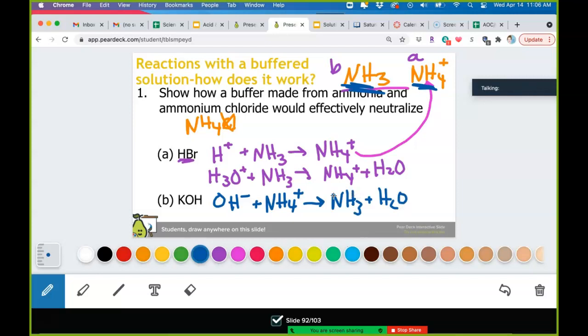Oh, look. I used up some of the ammonium, but then I produced ammonia. I just reformed part of my buffer. So while the neutralization eats up some of the buffer, it also produces the other part of the buffer. And so you can go back and forth until your buffer is completely used up.